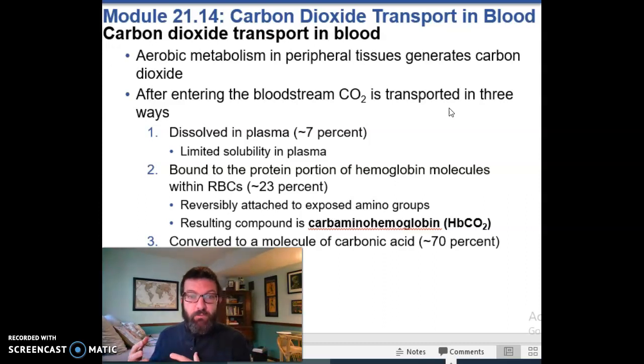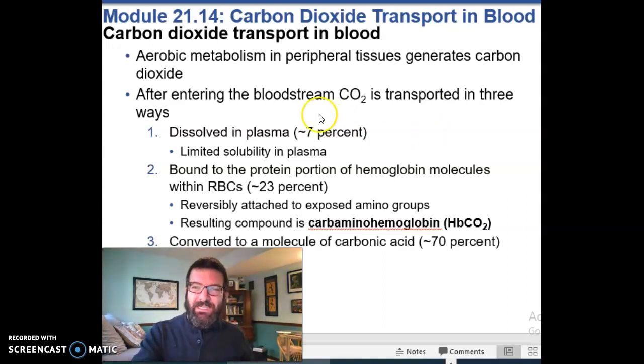Now we need to transport the CO2 from the tissue fluids back to the lungs. And your blood does that as well. And whereas oxygen is almost entirely unable to be dissolved in your blood plasma, about 1.5% of it, almost entirely delivered by hemoglobin in the red blood cells, CO2 is a little bit more able to be dissolved in water. It's not quite as nonpolar. It's a little bit better at dissolving. So about 7% of your CO2 is just transported in the blood plasma dissolved.